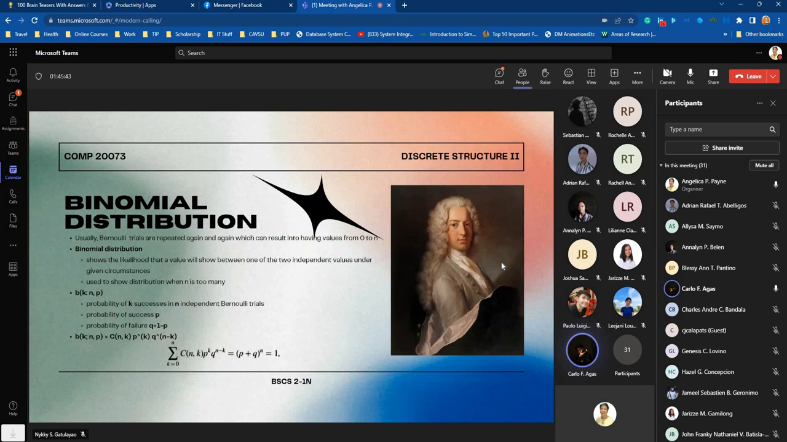It is usually used when the number of events, or the number of repetitions, is too high. We notate it as B of K and P: the probability of K successes in n independent Bernoulli trials. Then the probability of success, and the probability of failure, which is 1 minus P. So if we use our earlier equation, the result is this: B of K and P equals the combination of N and K times P to the power of K times Q to the power of N minus K.